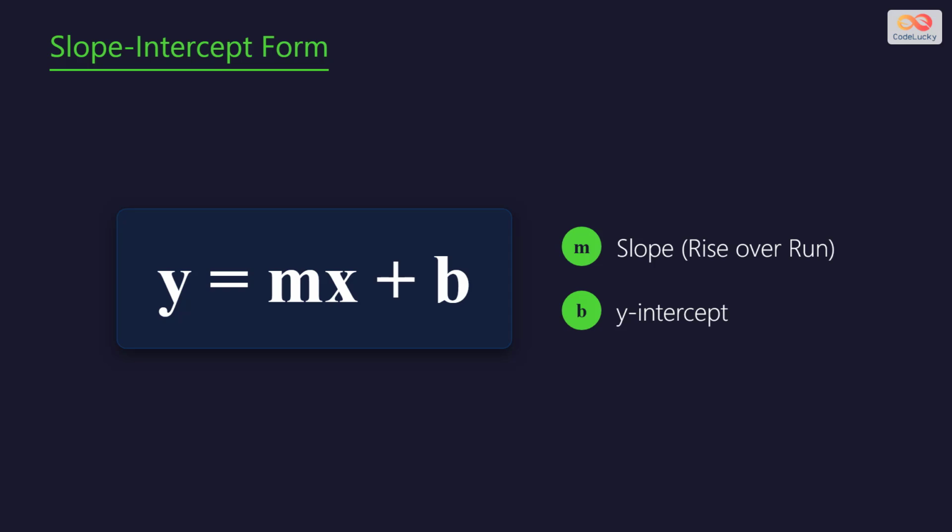Our destination is slope-intercept form, which is written as y equals mx plus b. This form is incredibly useful because it instantly tells us two key things: the slope, represented by m, and the y-intercept, represented by b.